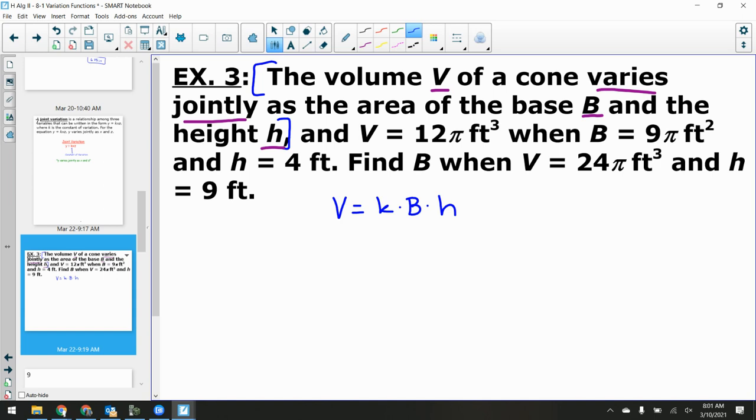All right, now, the next part tells me enough information to solve for K. It's basically giving me a whole set of parameters saying, okay, knowing that this is true now, let's solve for our K value. So doing a little prep work off to the side, the volume is 12 pi. The area of the base is 9 pi. And the height is 4.